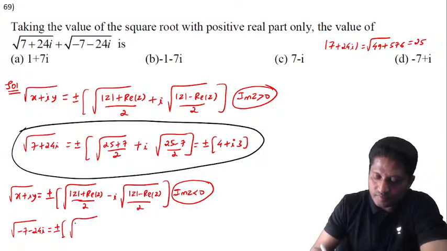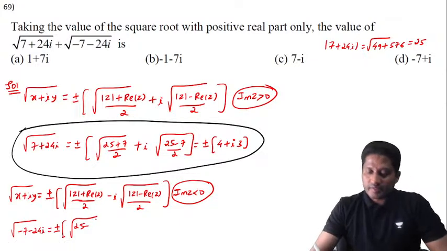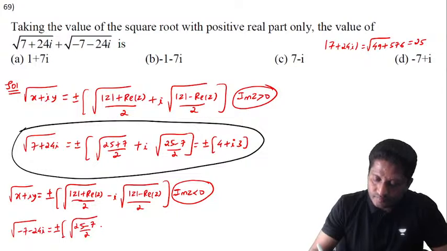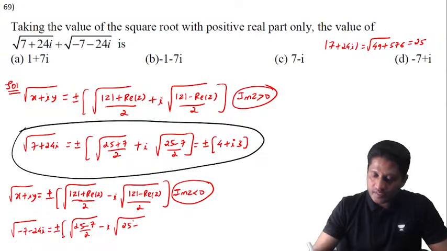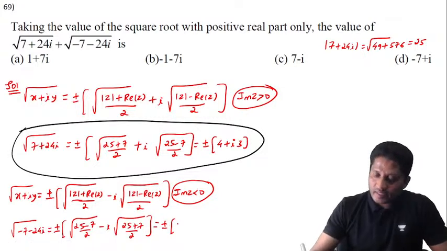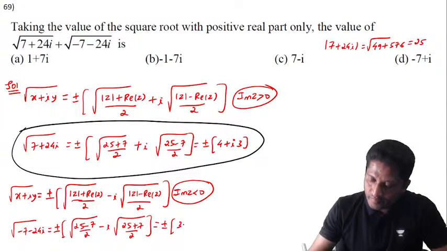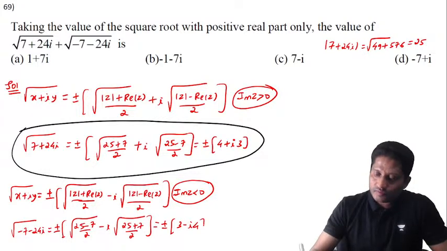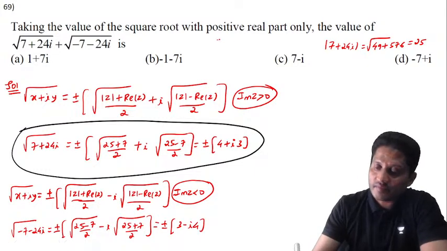Plus minus root of (modulus of z + real part of z)/2. Just now we found modulus of z is root of 625, which is 25. Real part of z is 7, so 32 by 2. Minus i times root of (25 minus the real part of z), real part is 7, so this is 18 by 2. Root 9 is 3, and this is 4. Now it is given in the question, taking the positive real part only.